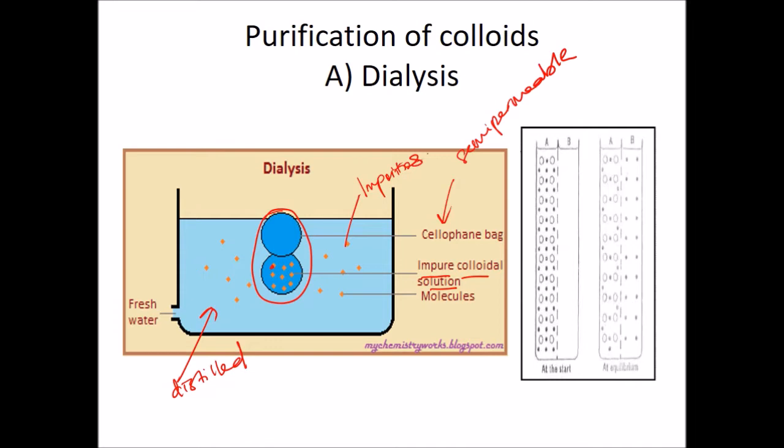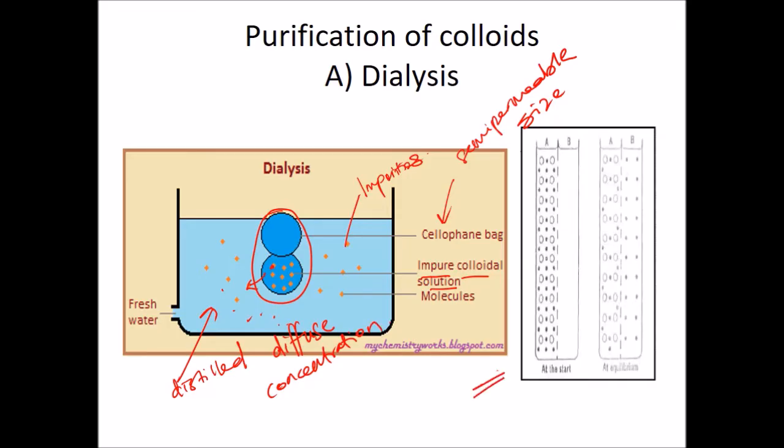With a certain size of semi-permeable membrane, these impurities can actually diffuse out from the colloidal solution into the bulk of the distilled water, due to the concentration gradient.